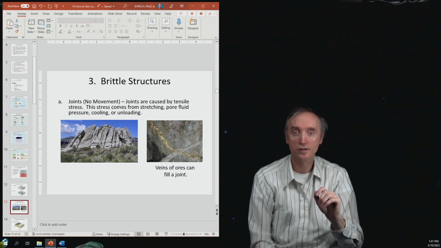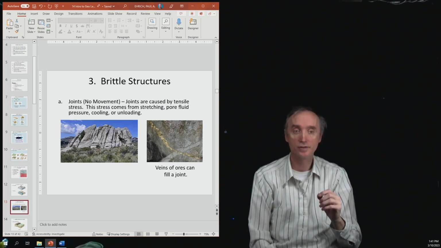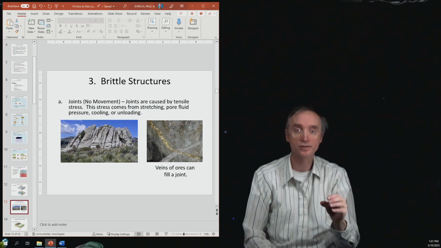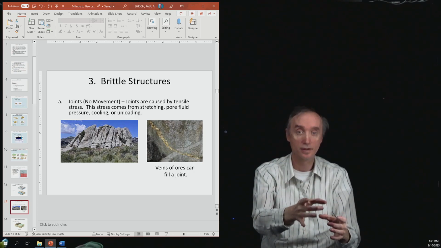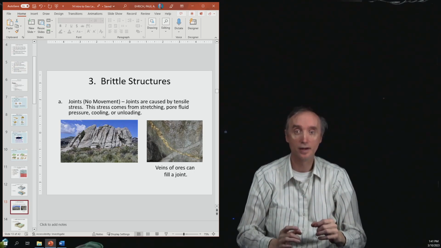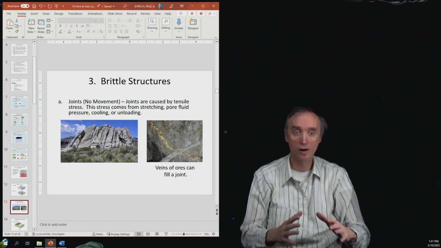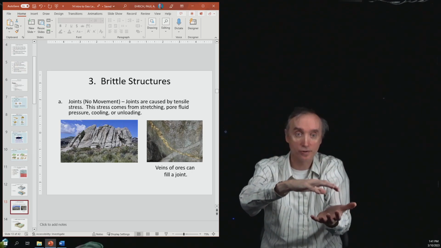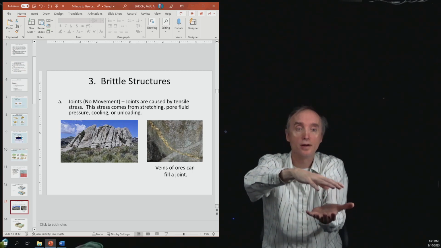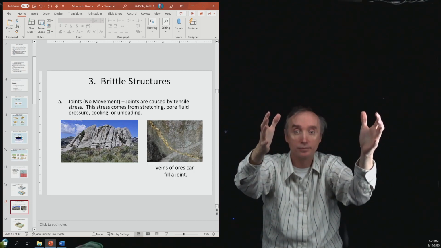It also could be caused by cooling. So for example, basalt, as it cools off, it contracts, and that makes columns that are hexagons that are next to each other. And it could also be caused by unloading. So when rocks are inside the earth, they're under a lot of pressure, and then when they're brought up to the surface because of erosion, they can expand.